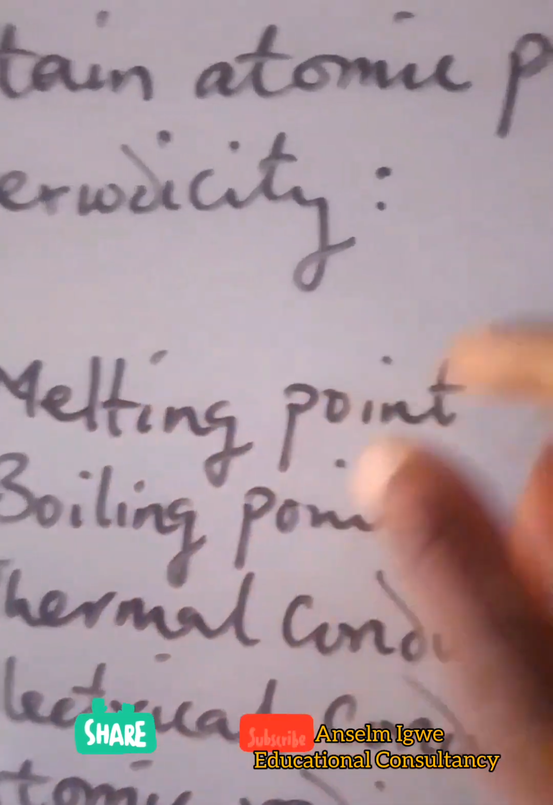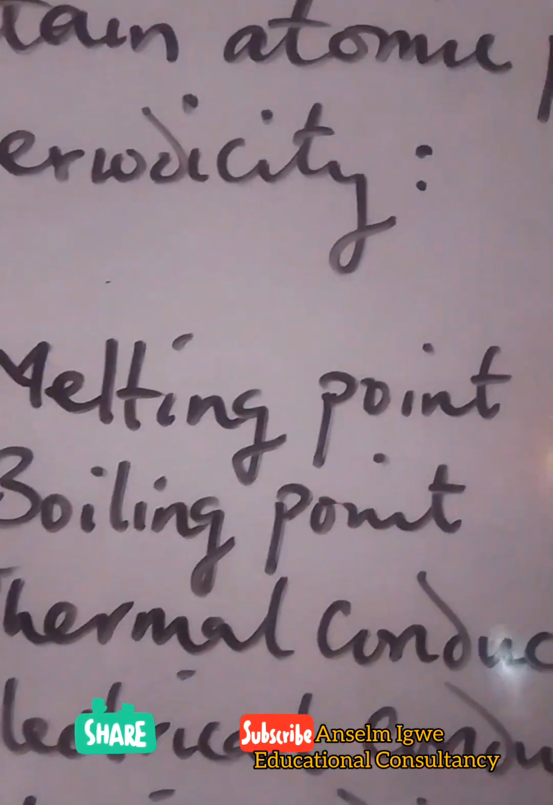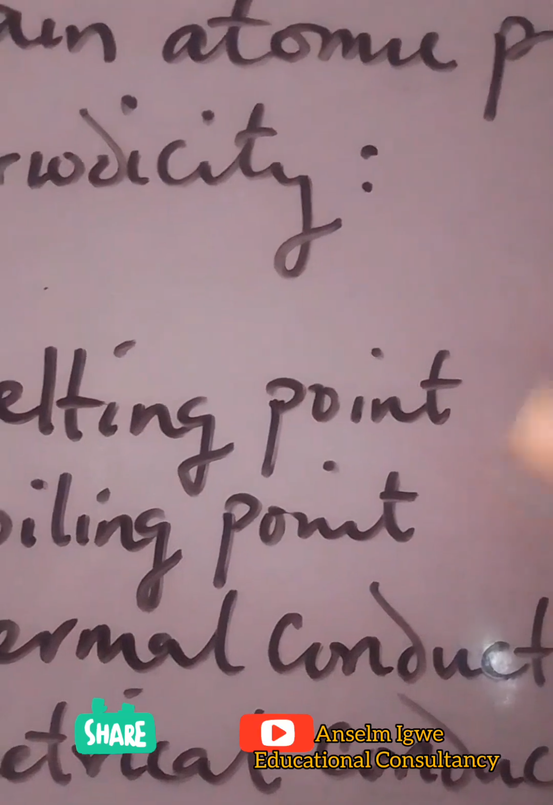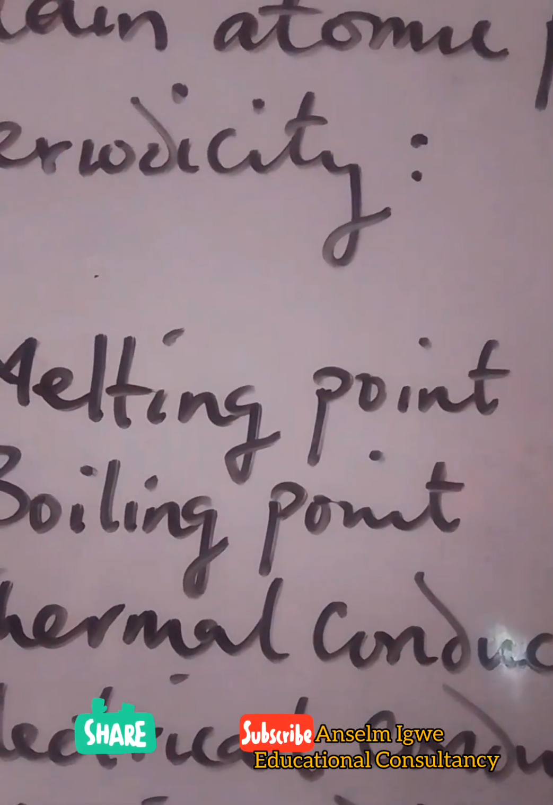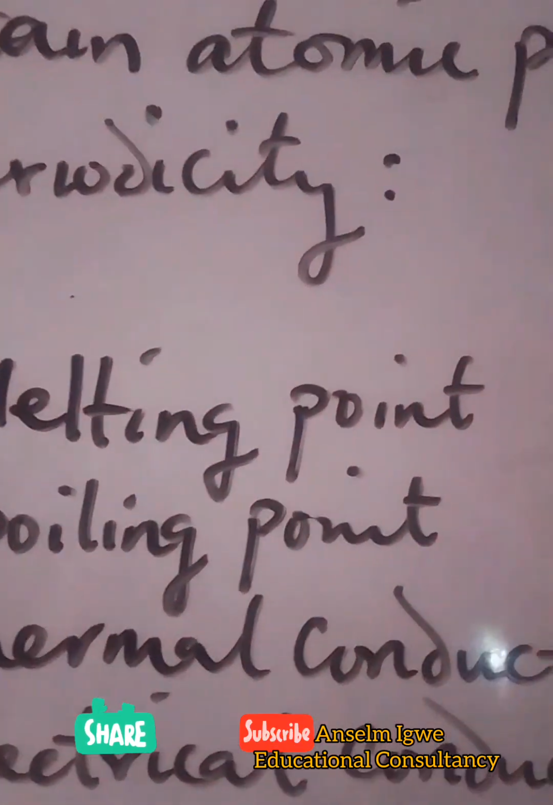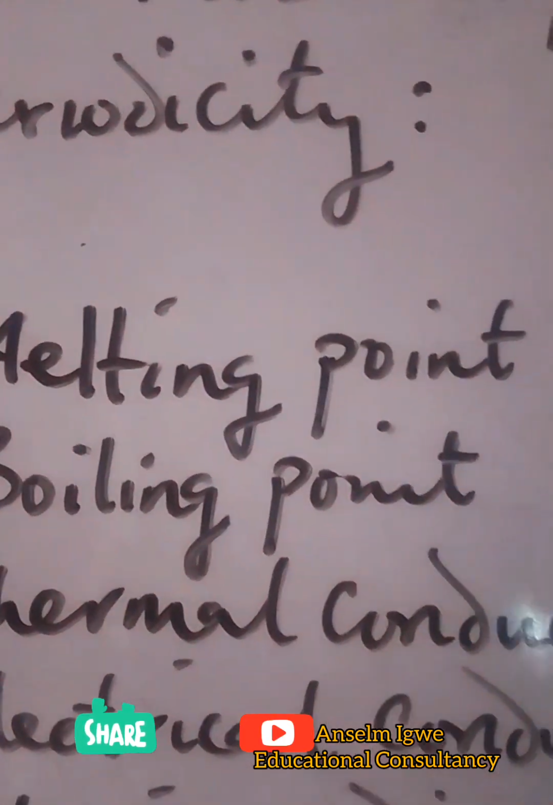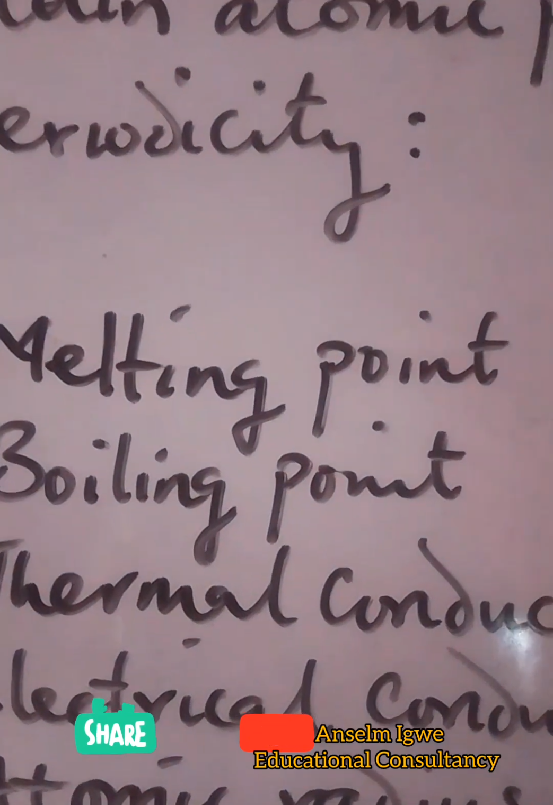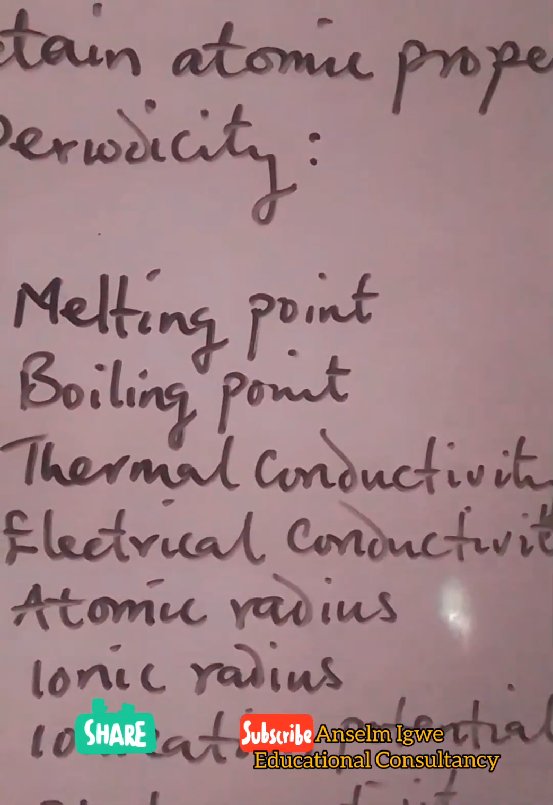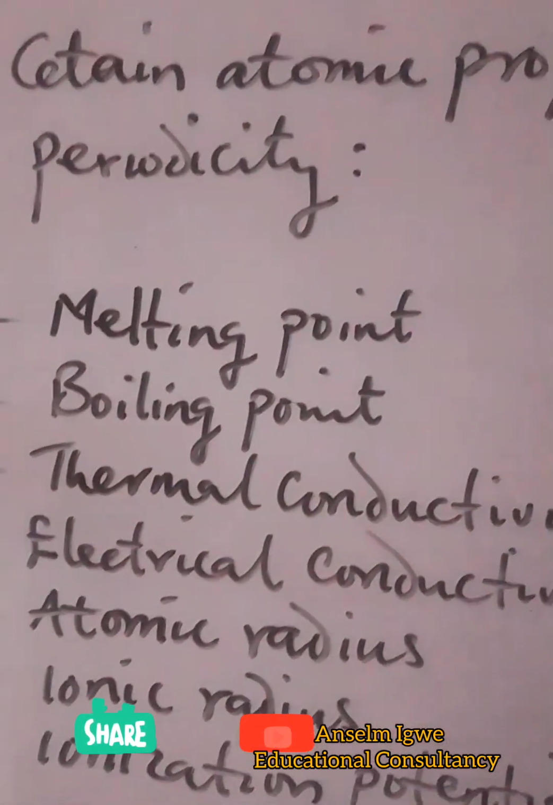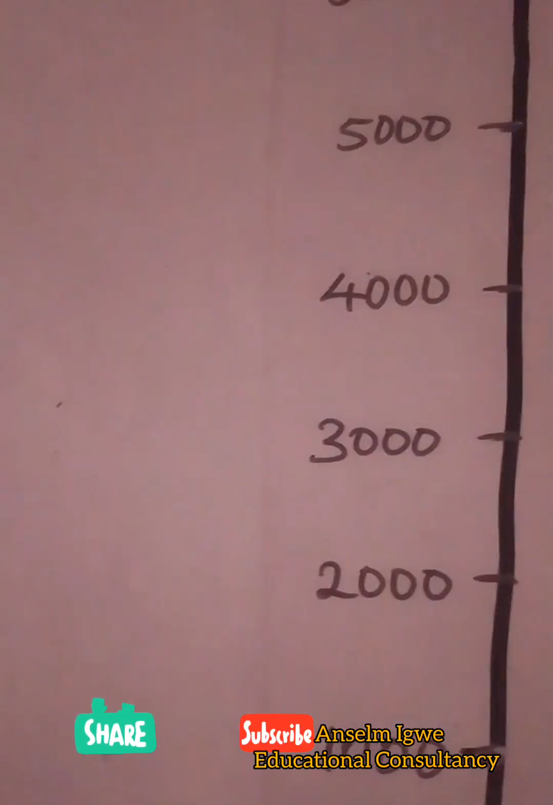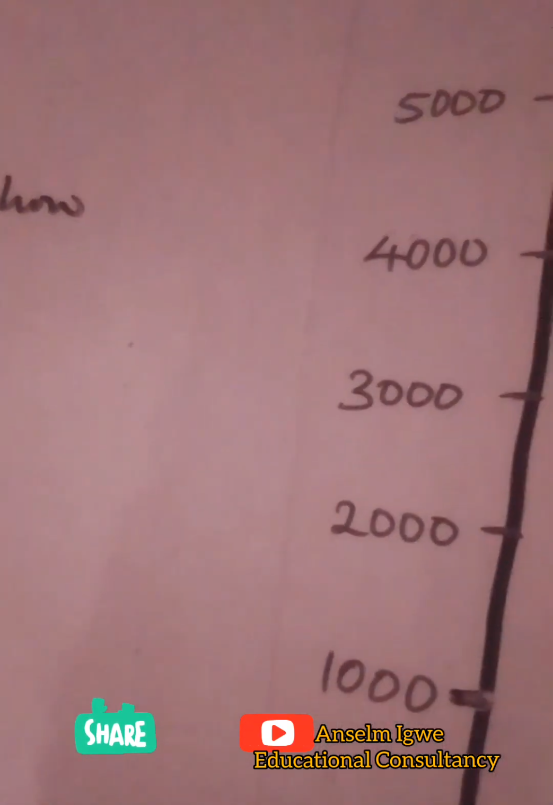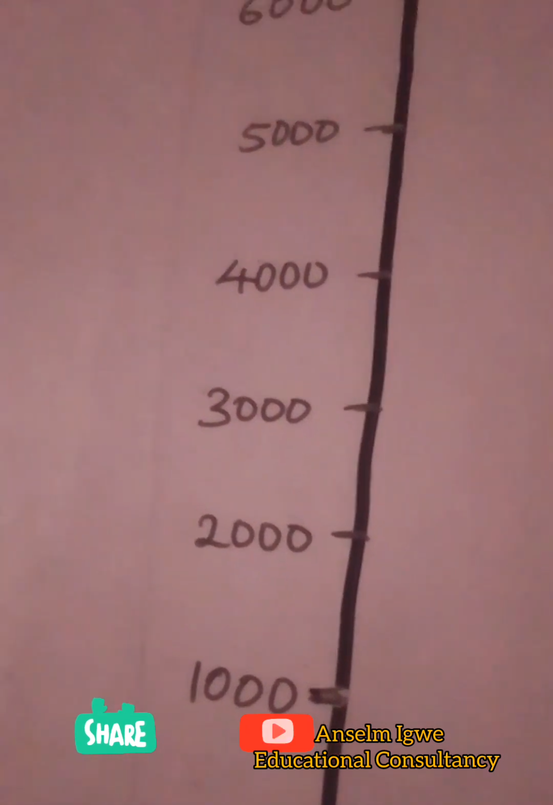So let's look at the melting point. Melting point is simply that temperature at which a particular solid, this time around an element, begins to melt. So let us look at the periodicity of melting point. For clarity, I'm going to use the first 20 elements to create broader information so that we can detect the patterns.